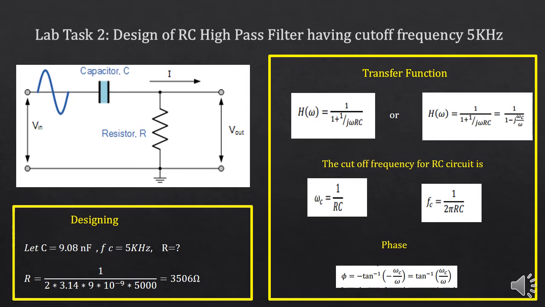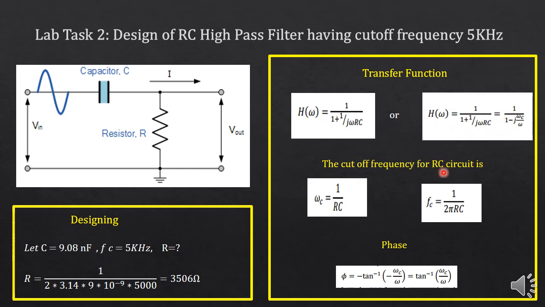In lab task number 2, you have to design an RC high pass filter having a cutoff frequency of 5 kHz. This is the circuit for the high pass filter. Here you can see now we are taking the output across the resistor and this circuit will be acting as a high pass filter. This is the transfer function of the high pass filter. You can also convert this equation to this form using the basic math conversion technique.